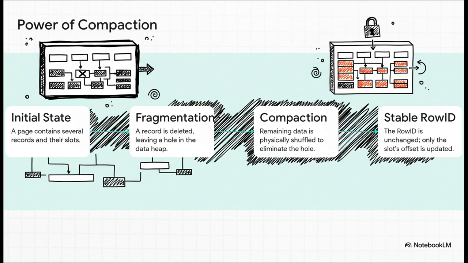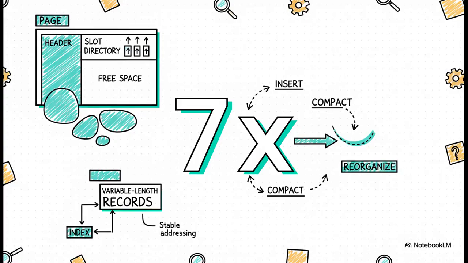Now, here's the aha moment. The actual data for record number 3 physically moved, but its row ID, its permanent address of page X slot 3, is still perfectly valid. All the database has to do is update that tiny offset pointer in its slot. Any external indexes pointing to that record, they don't have to change at all. It's just brilliant.